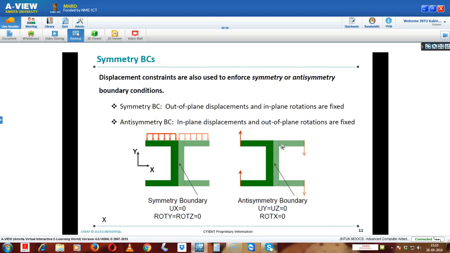Similarly, in anti-symmetry, if the loads are completely reversed, then we can arrest in plane displacements and out of plane rotations. So it's completely reverse. In symmetry, we can constrain out of plane displacement and in plane rotations, whereas in anti-symmetry, we can constrain in plane displacements and out of plane rotation.